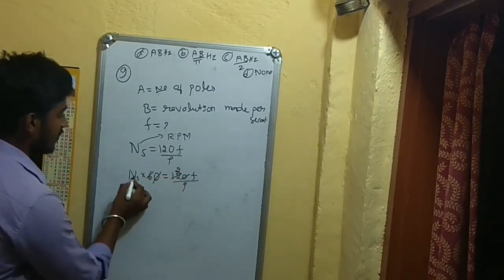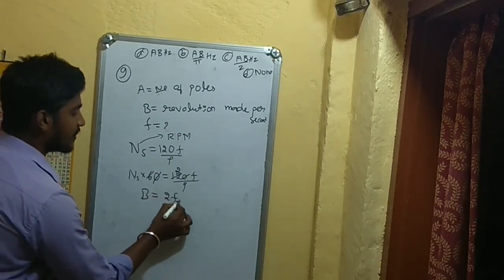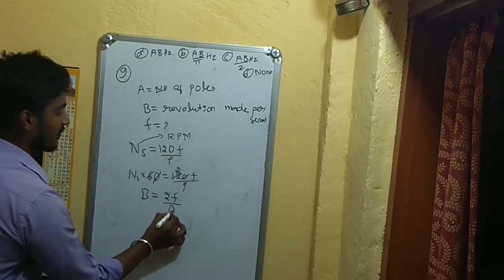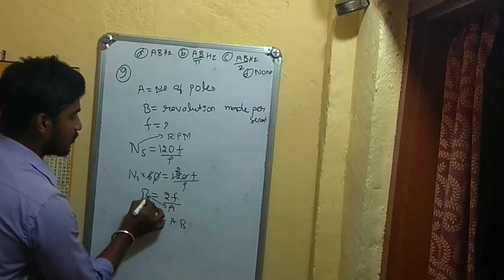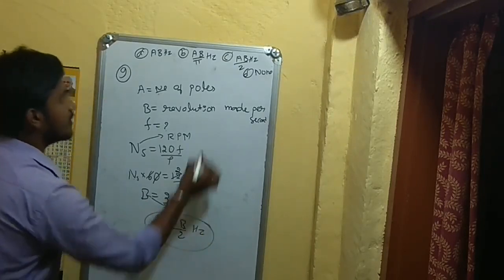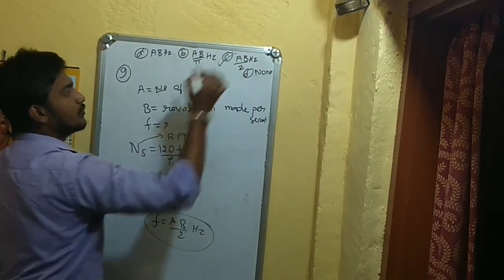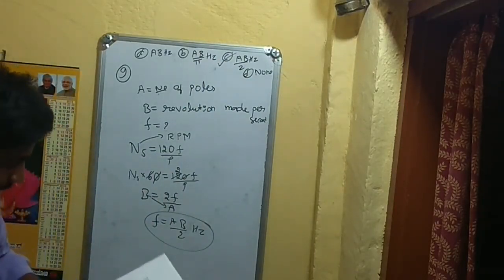If you want Ns, I can write it as B is equal to 2F by poles, and I can write poles as A. F is equal to A into B by 2 hertz. Answer will be A into B by 2 hertz.